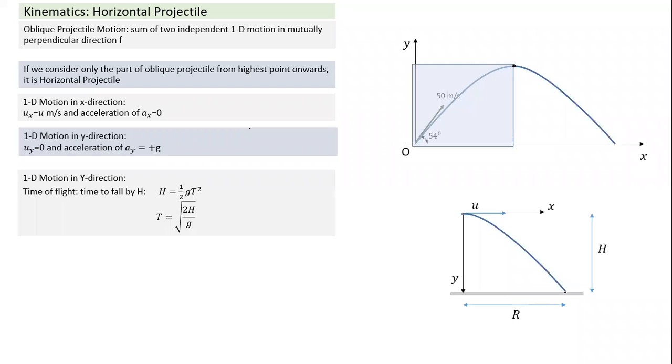Suppose it is projected from height h. The time of flight depends on when the displacement in the y direction becomes h. So this height affects the time of flight. Only the y direction affects the time of flight, which is equal to the time to fall by height h. And h is equal to 1/2 g t squared. We get the time of flight as root of 2h by g.